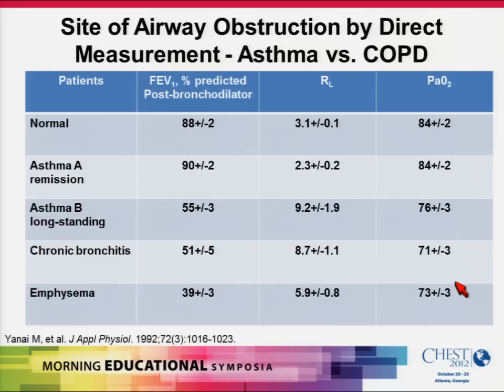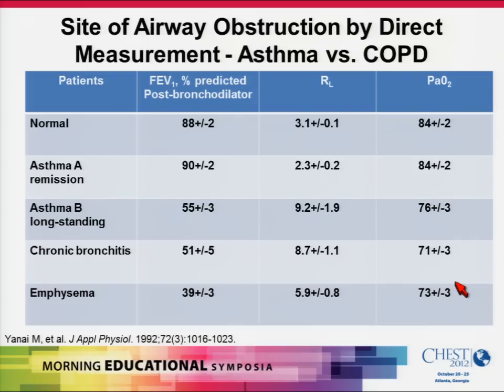It looked at a group of asthmatics, small group, but a group of asthmatics who had relatively normal function, comparing them to normals. These are asthmatics who had their disease only a few years. Milder asthmatics in remission, relatively normal lung function, and as you see, fairly normal gas exchange with PO2. Resistance across the entire respiratory system, the so-called resistance of the lung, was fairly comparable and not distinctly different.